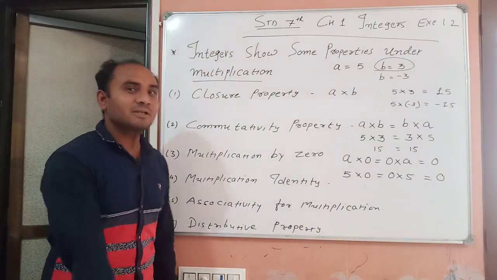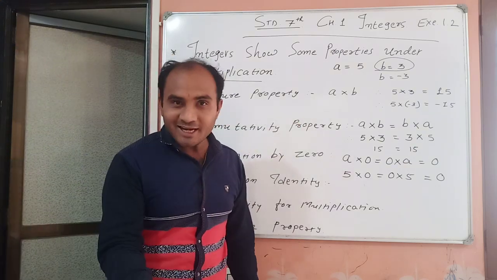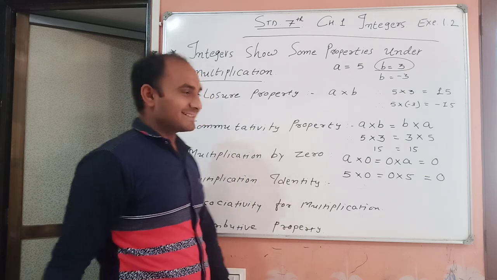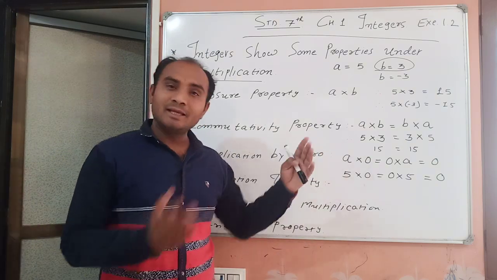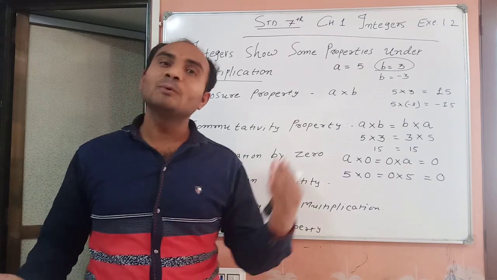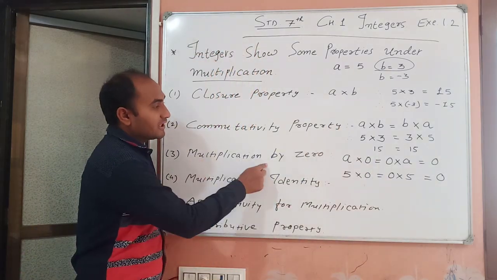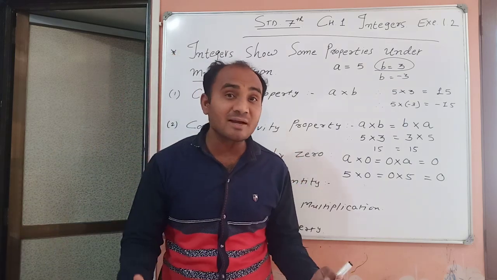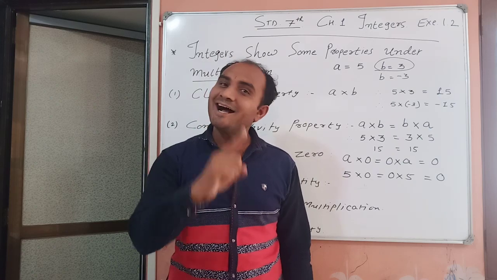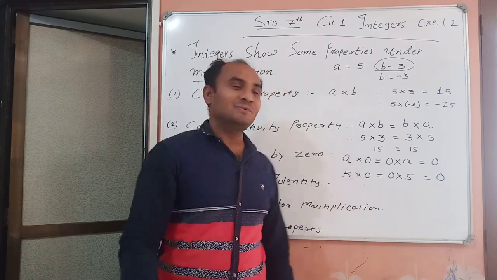What is the first property? Our first property is the closure property. We will get the answer as an integer. Number 2, commutative property: A into B is equal to B into A. Third, multiplication by 0. Any integer multiplied by 0, we will get the answer only 0.